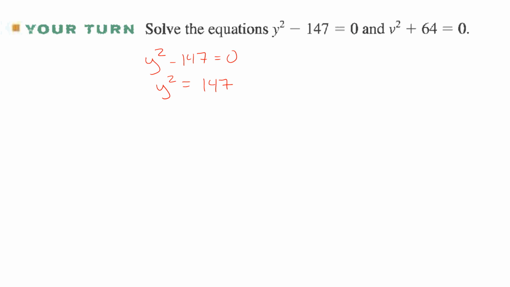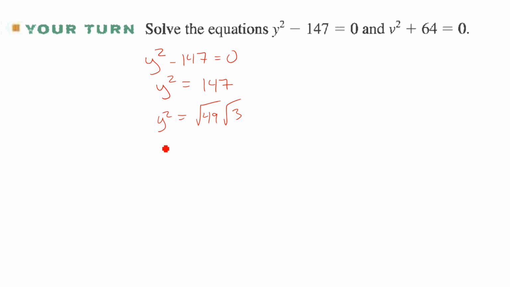And what spits out, if anything? Doesn't come out clean, so we need to try to break this down. y squared equals, what goes into 147? How about 147 divided by 9? No. How about 147 divided by, let's go with 49. There it is. So this is 49 times 3.